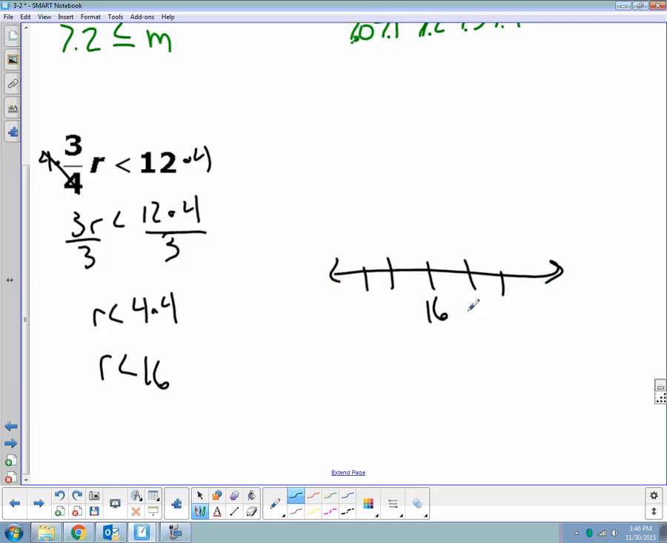So I'd have 14, 15, 16, 17, 18. R is less than 16. Well, 15 is less than 16, and it won't ever equal 16.